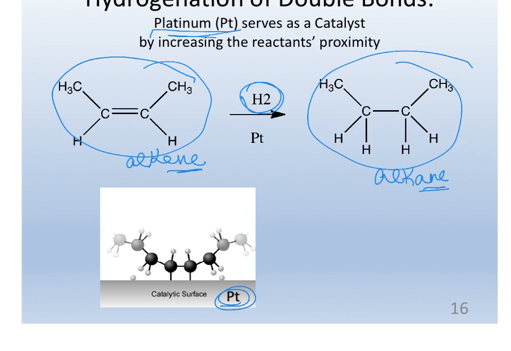How that works, although platinum doesn't really participate in the nitty-gritty mechanism, is that platinum attracts the reactants in the reaction to it. It has a great amount of surface area, and so both the alkene and the hydrogen gas are attracted to the platinum, so they're in closer proximity to each other than they would be if the platinum wasn't there. And so in that case, platinum serves as a good catalyst.